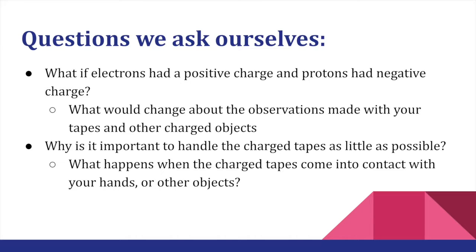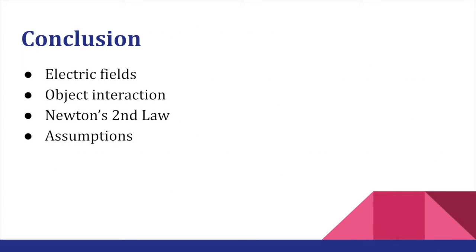Opposite charges still attract and like charges still repel each other. It is important to handle the charged tapes as little as possible because the handling of the tape can change the original charge of the tape. When a neutral object, say our hand for example, comes in contact with a negative or positive object, our piece of tape, the charged object discharges its charge onto the neutral object and then both the objects have the same charge, which is why we often see these objects start to repel each other once they've been handled incorrectly.